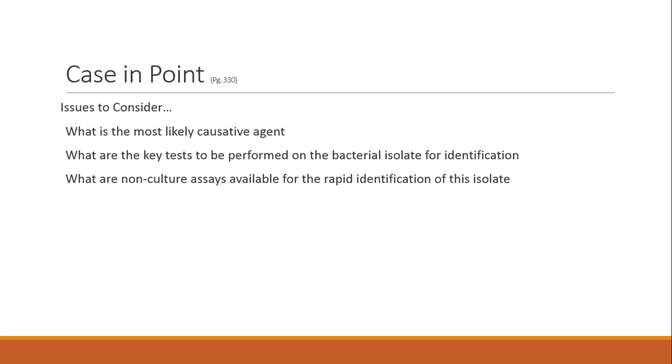Anyways, if it's alpha hemolytic, you would do an optochin disc or maybe a bile solubility test, because you want to rule out strep pneumo, which is the primary pathogen. That's alpha hemolytic. All right?